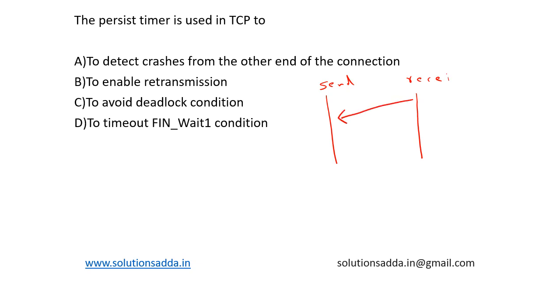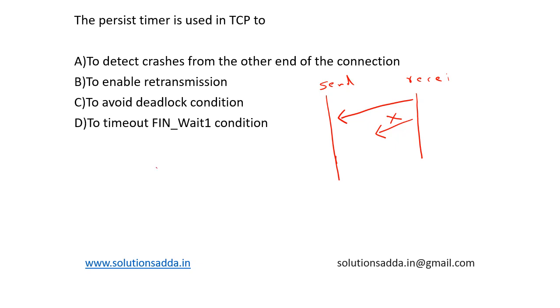Now, the sender assumes that the receiver has no capacity to receive the frames and the sender does not send any new packets. Now, after some time, the receiver sends a new updated segment with the updated window size, but this segment is lost. Now, the sender is waiting for this segment and the receiver is waiting for data from the sender. This causes a deadlock condition because both are waiting. To avoid this, we use a persist timer.